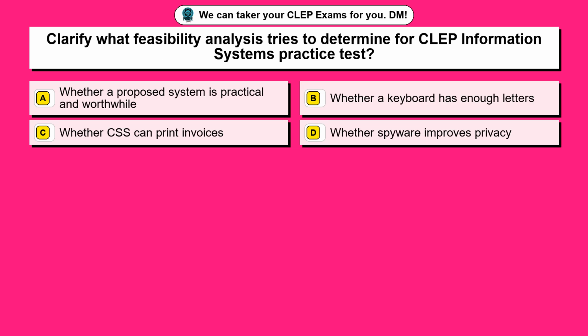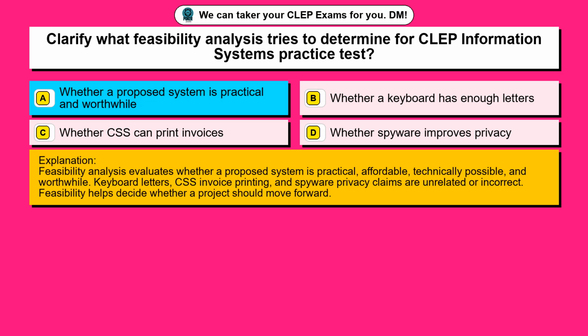Question 65. Clarify what feasibility analysis tries to determine for CLEP Information Systems practice test. Option A. Whether a proposed system is practical and worthwhile. Option B. Whether a keyboard has enough letters. Option C. Whether CSS can print invoices. Option D. Whether spyware improves privacy. The correct answer is option A. Whether a proposed system is practical and worthwhile. Feasibility analysis evaluates whether a proposed system is practical, affordable, technically possible, and worthwhile. Keyboard letters, CSS invoice printing, and spyware privacy claims are unrelated or incorrect. Feasibility helps decide whether a project should move forward.